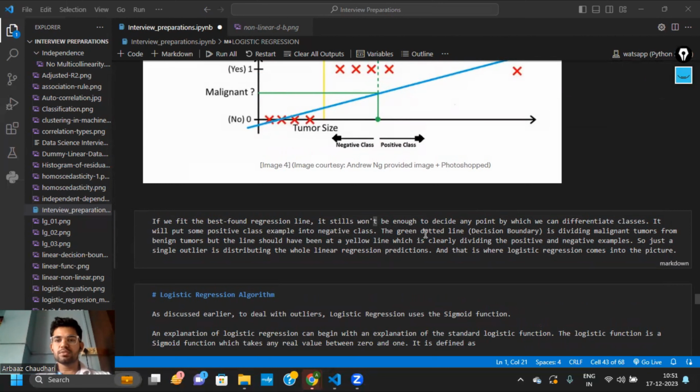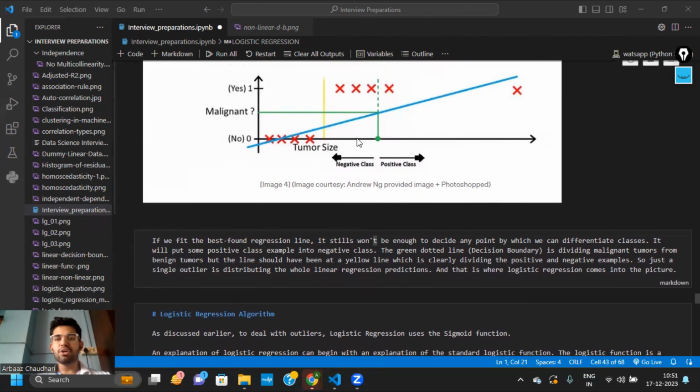Let's read this. It will put some positive class examples into the negative class. The green dotted line is the decision boundary. It is dividing malignant tumor from benign tumor, but the line should have been at the yellow line, which is clearly dividing the positive and negative class.